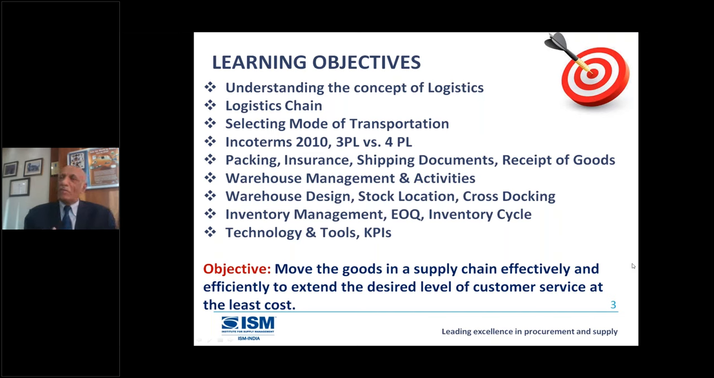Then the storage can mean warehouse management and activities. Warehouse designs, I'll try to touch a little bit. How do we locate the stocks? Cross-docking, bulk break, those concepts we would like to make very clear. Then once you have the warehousing, obviously you have the inventories. The inventory has to be managed. And when we are placing an order, then economic order quantity has to be understood. Inventory cycle is there, classification is there.